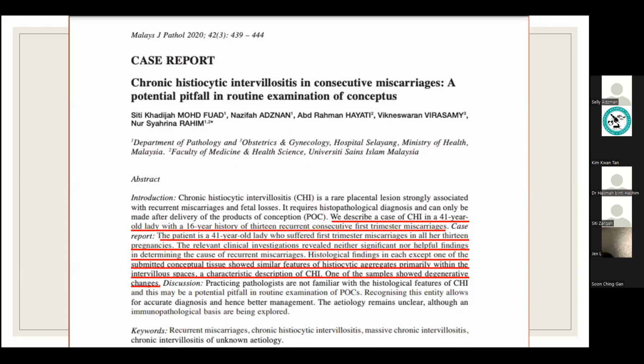Okay, so I just want to show our moderator's paper also. This is a case report in Malaysia. A 41-year-old lady with a 16-year history of 13 recurrent consecutive first trimester miscarriages. It was just being missed. So this mother has been pregnant 13 times, and it was just missed that she has chronic histiocytic intervillositis. This is published in our Malaysian Journal of Pathology.